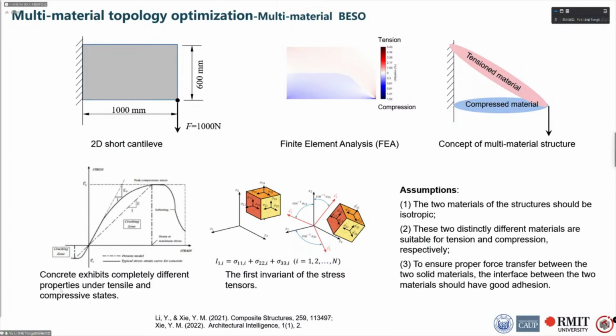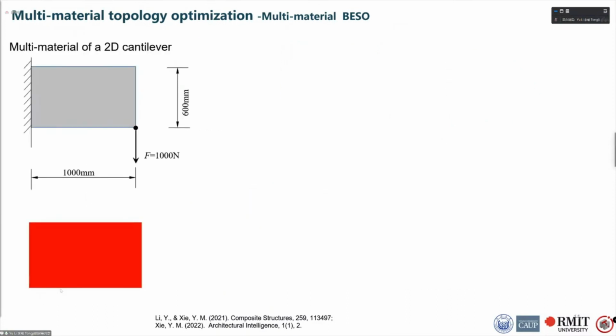Then there are some other assumptions about the materials. The first one is that the two materials of the structure should be isotropic. The second one is that the two materials should be suitable for tension and compression respectively. And the third one is that the interface between the two materials should have excellent adhesion. Based on this method, the multi-material topology optimization process is illustrated in the animation.